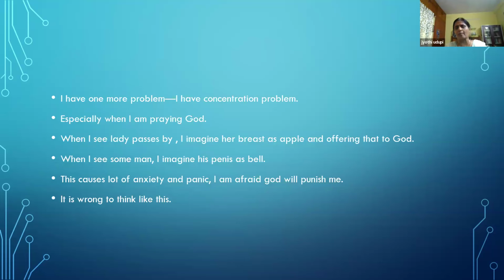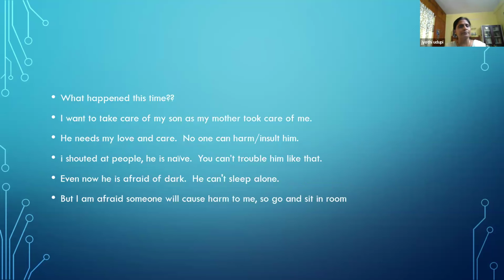I have one more problem. I have a concentration problem, especially when I am praying to God. When I see a lady passing by, I imagine her breast as an apple and offering that to God. When I see some man, I imagine his penis as a bell. This causes a lot of anxiety and panic. I am afraid God will punish me. It is wrong to think like this.